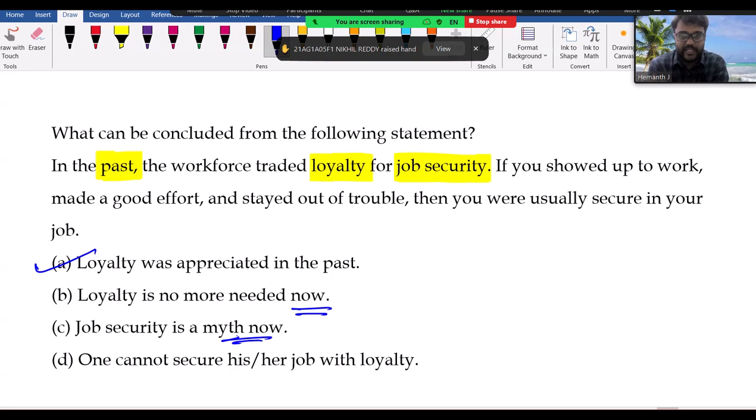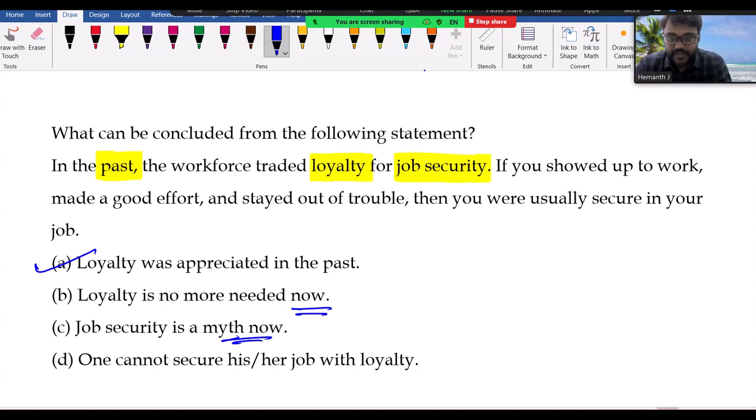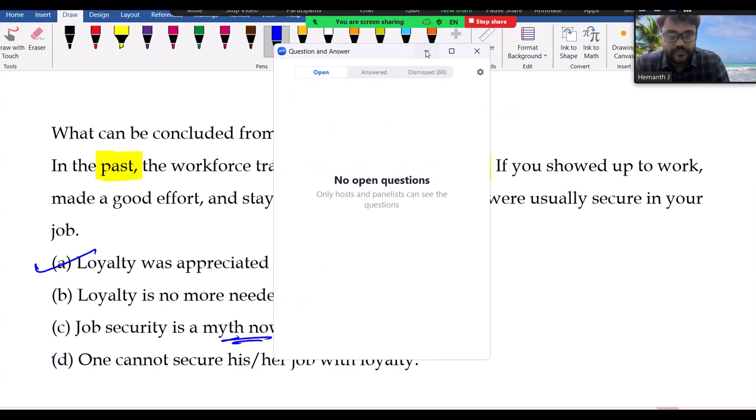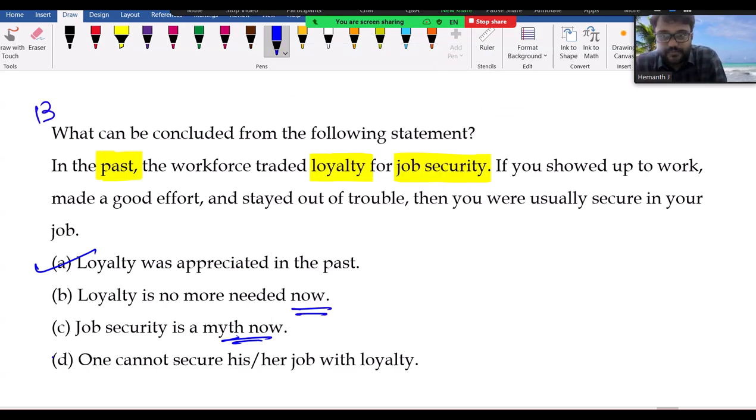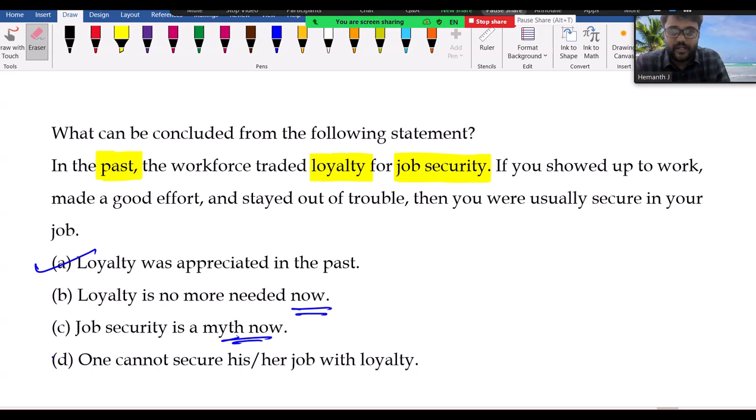Okay, we'll see. This question is not available. Fine. So one cannot secure his or her job with loyalty? That we cannot say. So that is appreciated. Loyalty is also one factor for job security, but about now they didn't mention. So fine, A is suitable. Yes or no? This is the 13th question. Maybe the order is not C. Let me change according to that. Give me a minute.